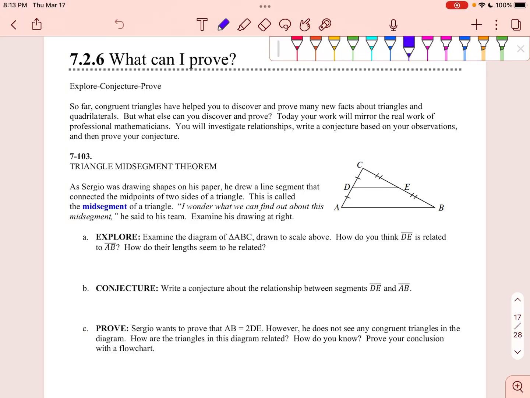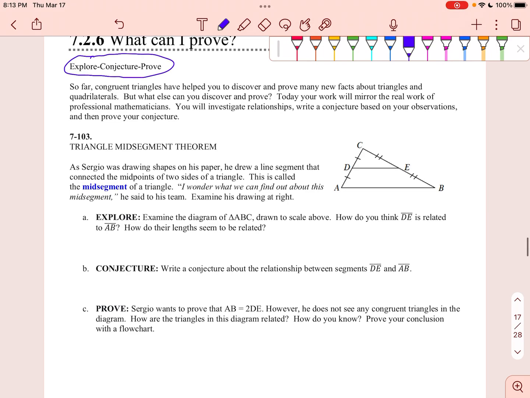Okay, guys, so for 726, our whole goal is that we are going to use this kind of process of explore, conjecture, and then prove. So far, congruent triangles have helped to discover and prove many new facts about triangles and quadrilaterals. But what else can you discover?